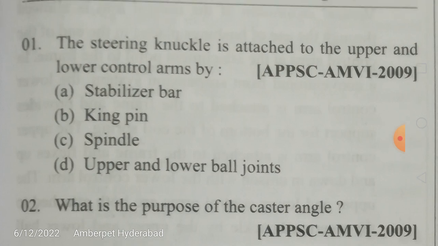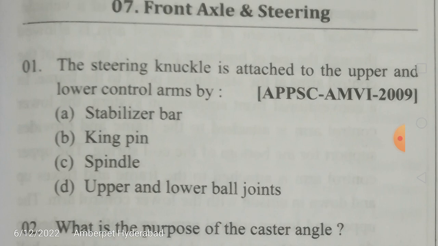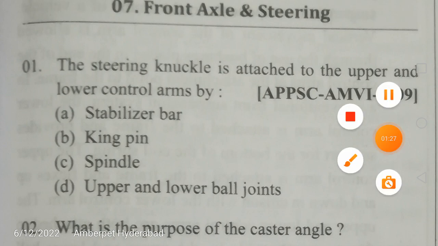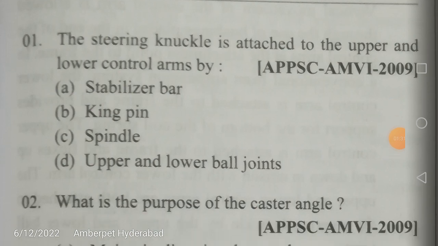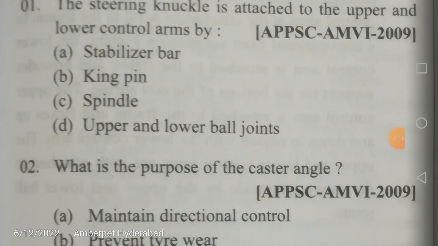The steering knuckle is attached to the upper and lower control arms by which element? This is connected by upper and lower ball joints. Ball joints, not the spindle, kingpin, stabilizer bar, etc.